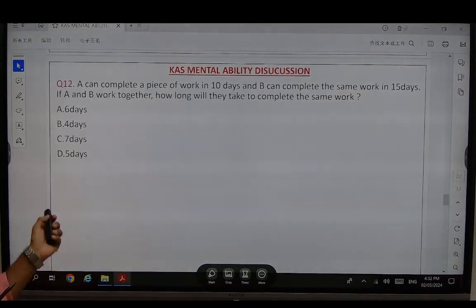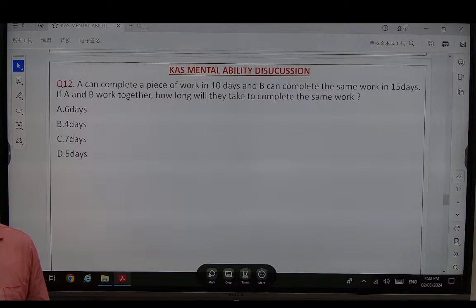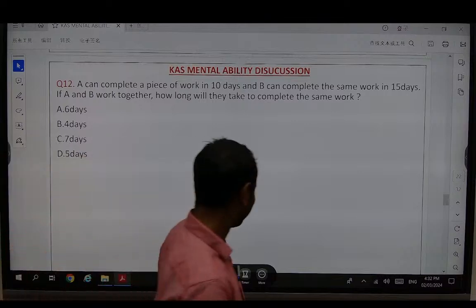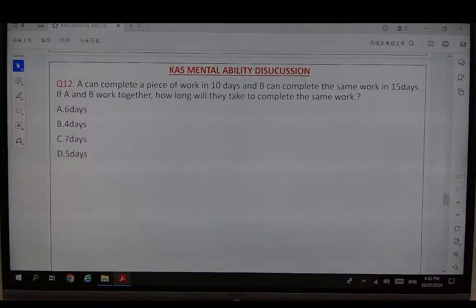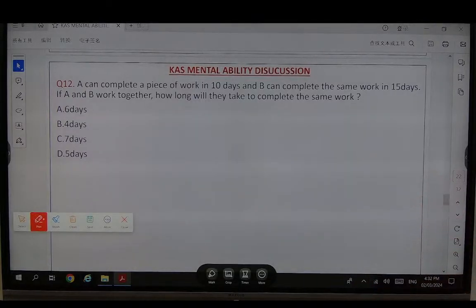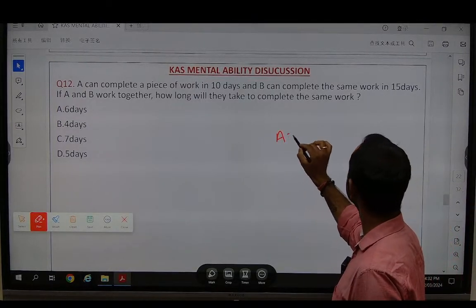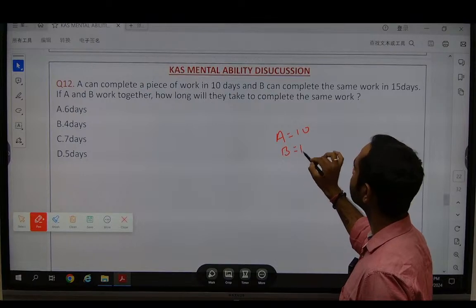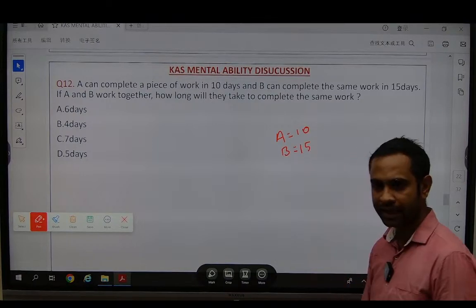One question from time and work I will solve, so that you will be excited for the next class. Okay. A can complete a piece of work in 10 days, right? B can complete a piece of work in 15 days. How long will they take to do the work?